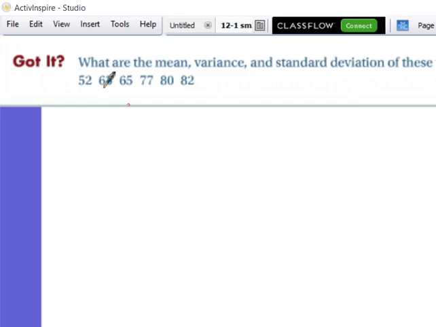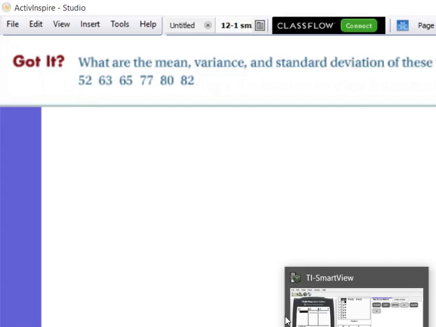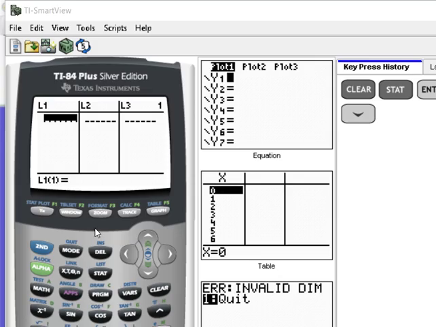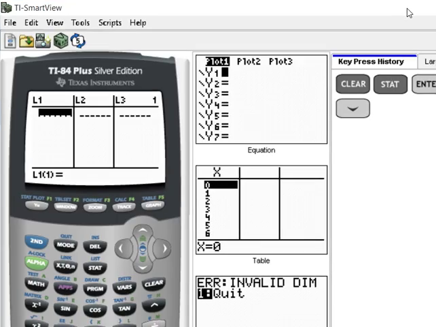I'm going to have you read those back to me while I type them into mine. Okay, so what were the values?